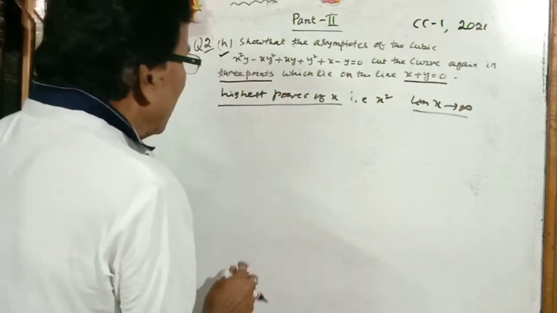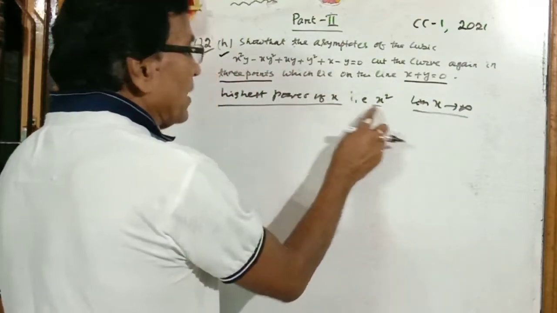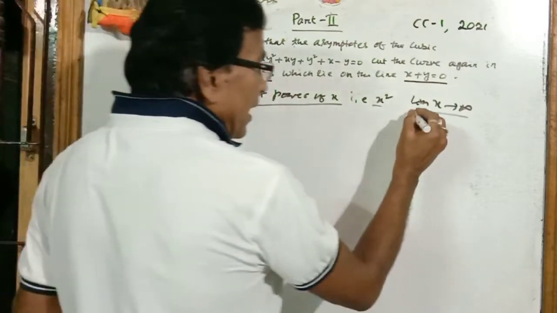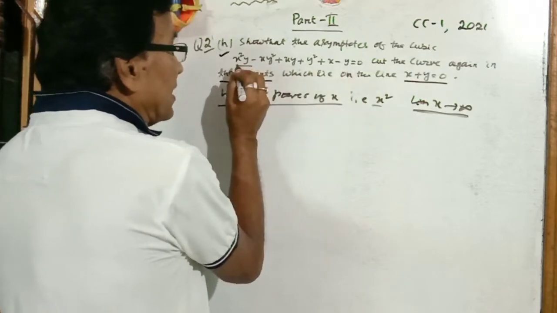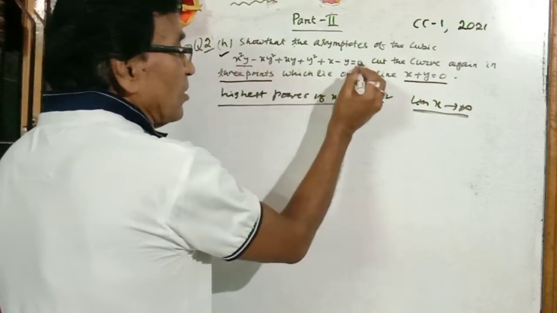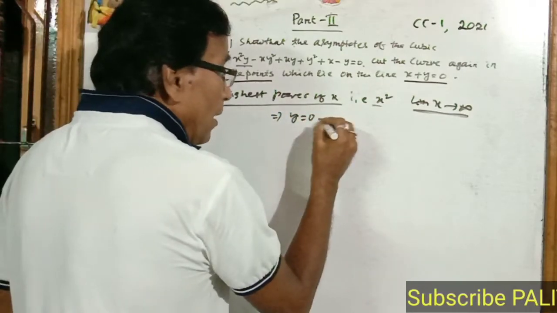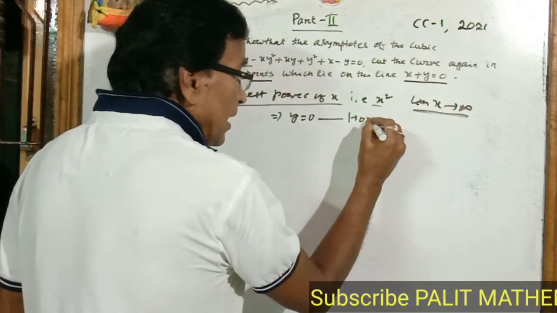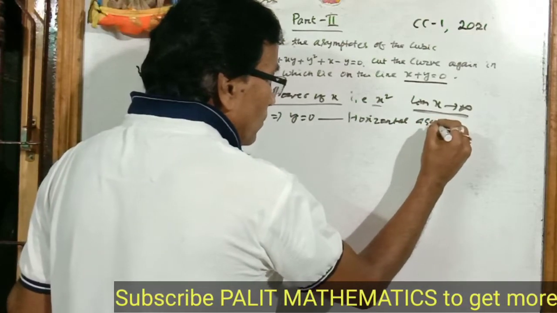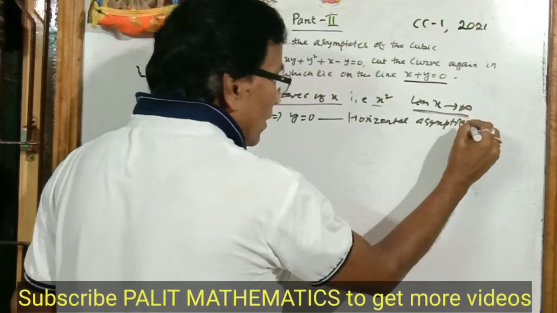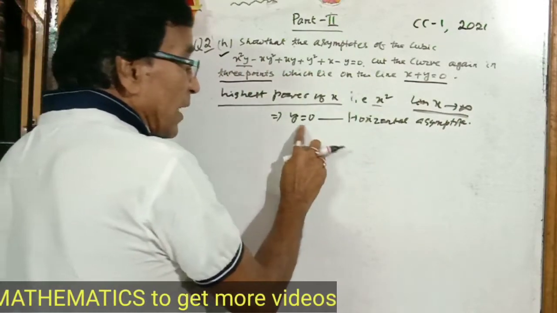So here you see that if we divide the entire equation by the highest power of x, that is x square, and take the limit x tends to infinity, then all the terms will tend to 0 except this term, that means y is equal to 0. This is the horizontal asymptote. So the horizontal asymptote of this curve is y is equal to 0.